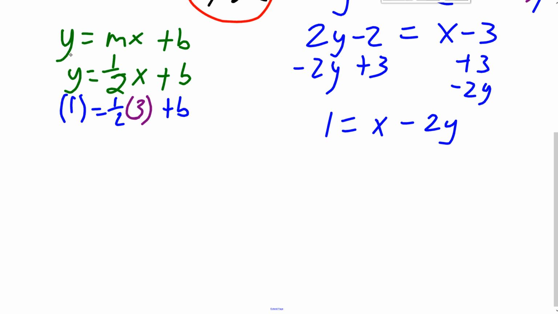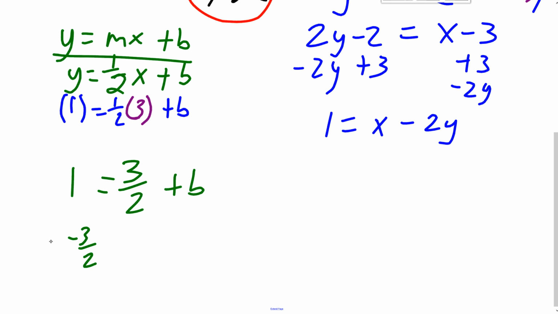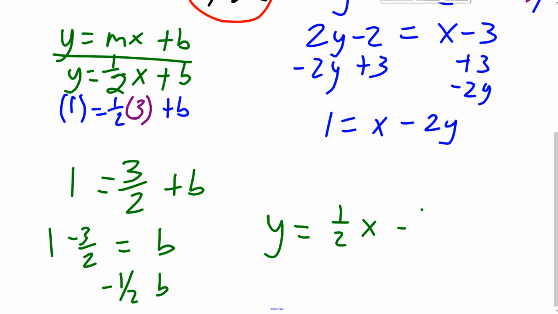Usually I only go this way if they're actually asking for this form. But so this would be 3/2. And then I would minus 3/2 from both sides. So 1 minus 3/2 is our b. So that's 2, so that's -1/2. So b is -1/2, so y equals 1/2 x minus 1/2.